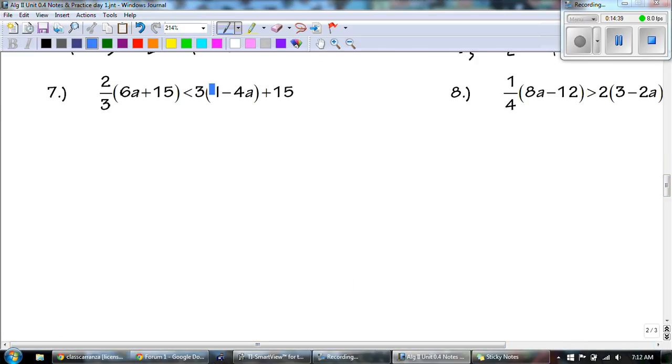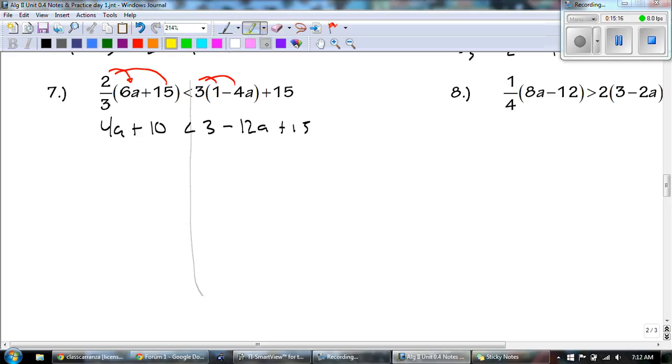Don't get scared just because there are fractions, okay? We do the same thing. Distribute the 2/3. 2 times 6 is 12. 12 divided by 3 is 4a. 2 times 15 is 30. 30 divided by 3 is 10. Okay? 3 times 1 is 3. 3 times 4 is 12.